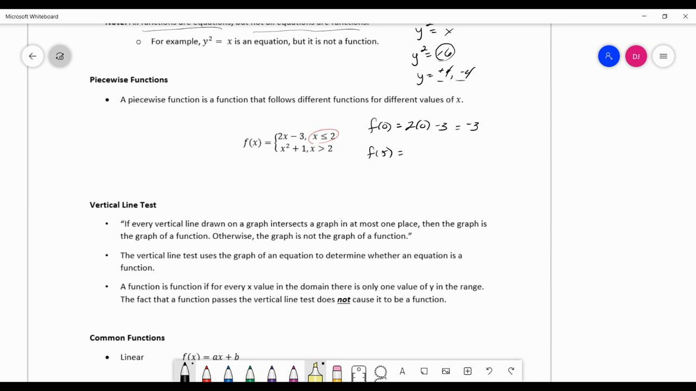What about f of 5? F of 5, well, 5 is bigger than 2. So f of 5 is going to be 5 squared plus 1, which is 25 plus 1, or 26. Notice that the piece of the function, 2x minus 3 or x squared plus 1, that I use is dictated by whether the x value is less than or equal to 2 or greater than 2. Okay, so let's suppose that I want to find f of 2.